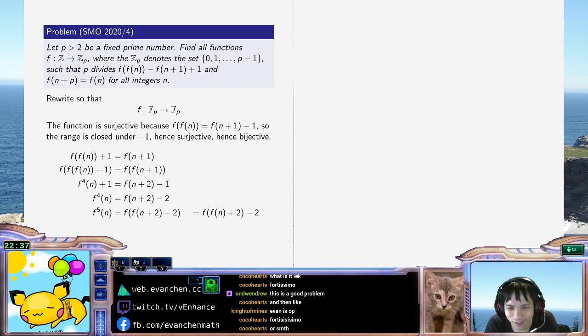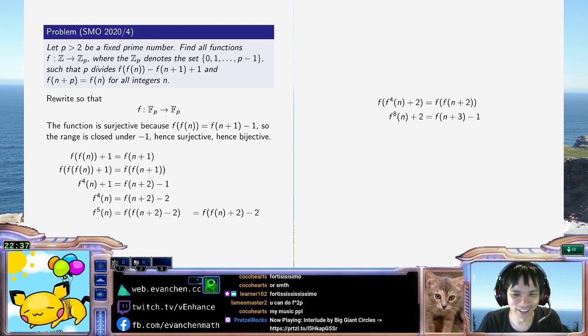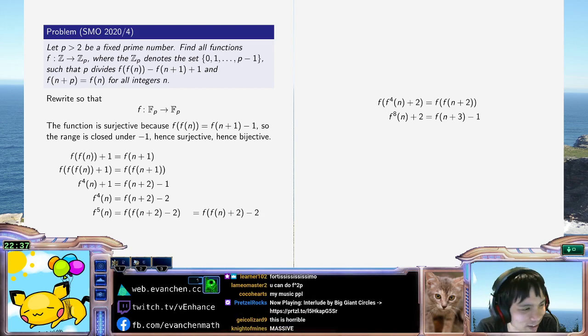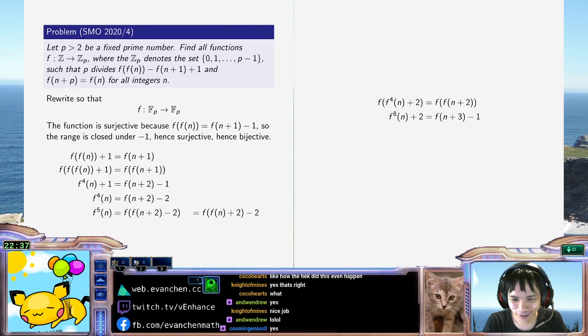Okay, so if I do that, FF, alright, and then I can unwrap the F one more time, and I get f of n plus 3 minus 1. And on the left, what happens? F to the 8n plus 2. Is that correct? Is that actually what I get? Excuse me! What the heck?